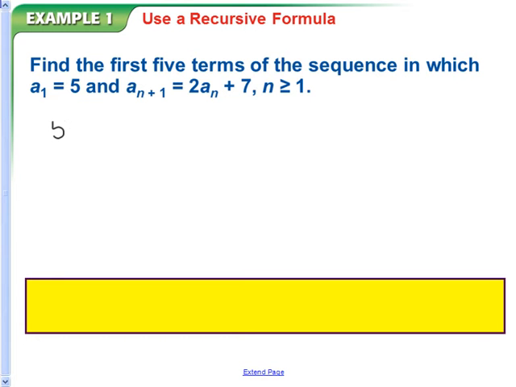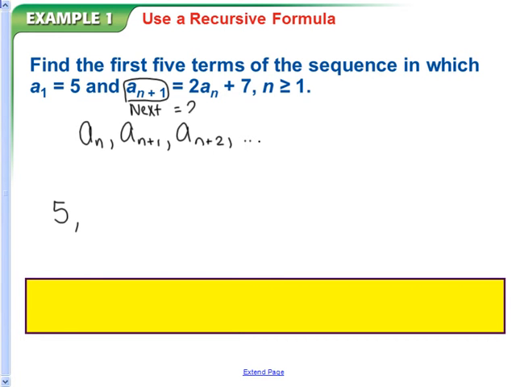That's going to be 5. Maybe what we need to do is rewrite this out. Let me move my 5 down. So a sub n plus 1. If this term is a sub n, my next term is going to be a sub n plus 1. My next term is going to be a sub n plus 2, and so on. So all this a sub n plus 1 means is that's going to be my next term, equals 2 times the previous term plus 7. If we think about that in those terms, it'll help us a little bit.